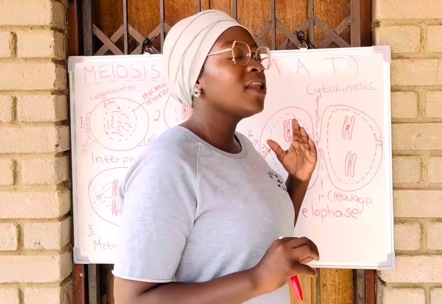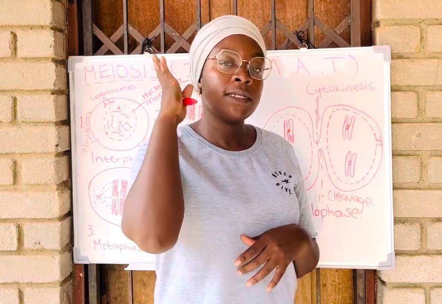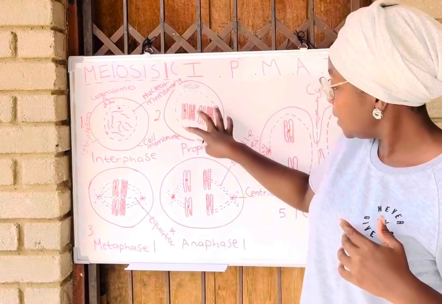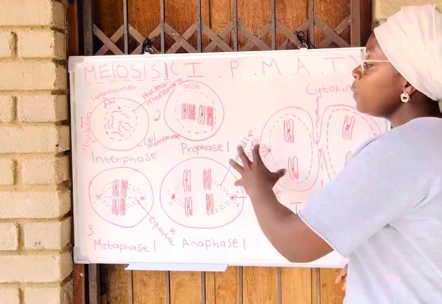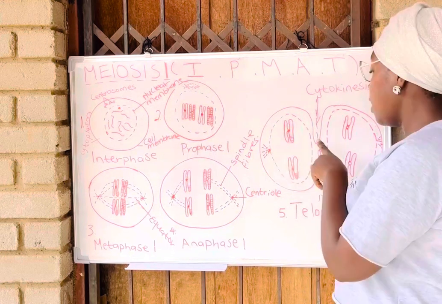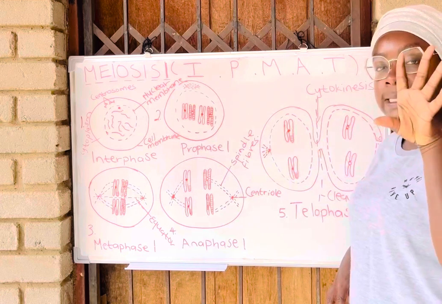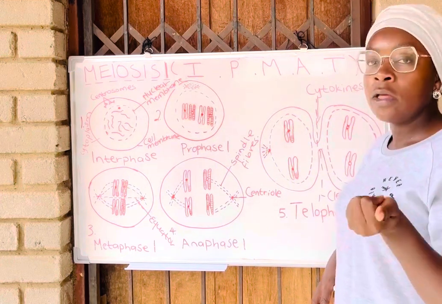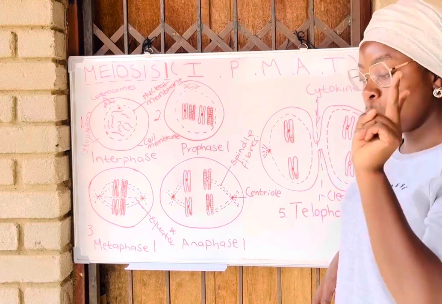So this cell, even if I make a presentation that shows one cell dividing, it means this cell is going to go through the same process, and then this other cell is going to go through the same process, so that we can end up with two cells here and then two cells here, and then they are going to make four genetically different haploid cells. Without further ado, let's go to meiosis 2.